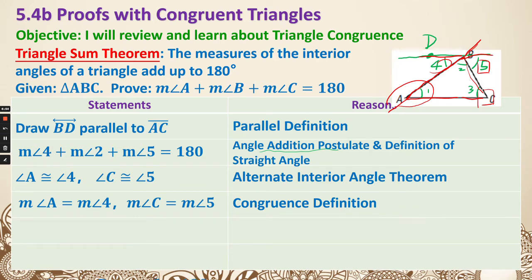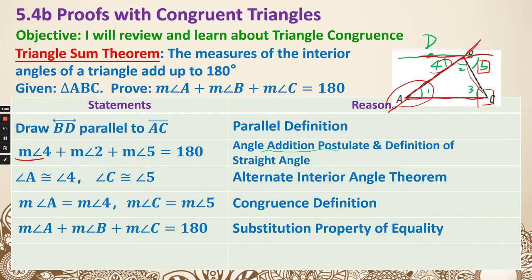After that, we can see angle 4, we can replace that with angle A. Angle 5, we can replace that with angle C. And angle 2 is basically angle B. So we can say angle A plus angle B plus angle C, their measurements add up to 180. And that is substitution property of equality. So we're just replacing things. And now we have proved all three angles inside the triangle add up to 180 degrees.